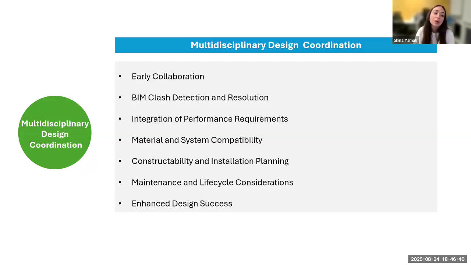Integration of performance requirement, material and system capability, we've mentioned it before, constructability and installation planning. So a method statement should be put in place at the kickoff of the construction stage. So this is post design, where we submitted our design, we're all happy. So who's gonna build that, right? So who's gonna build this building?